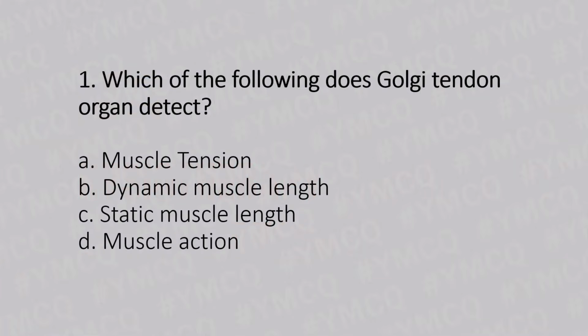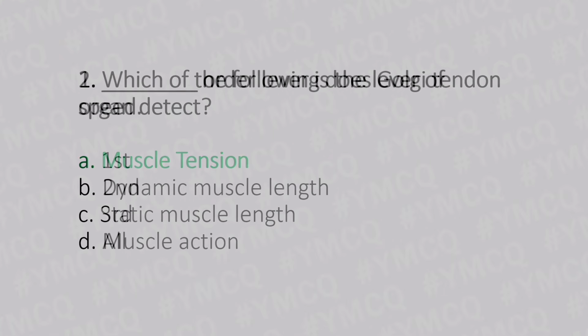Which of the following does the Golgi tendon organ dictate? Option A, muscle tension. Option B, dynamic muscle length. Option C, static muscle length. Option D, muscle action. And the answer is option A, muscle tension. Now let's move to our second question.